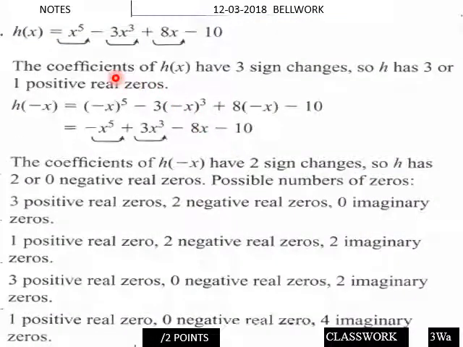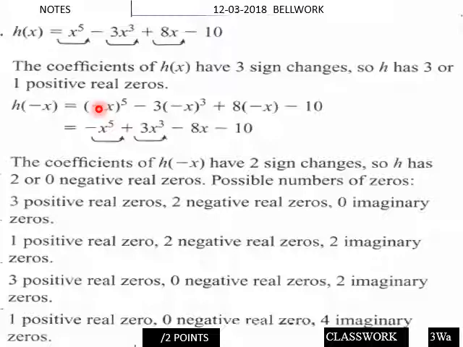For number 1, here is our solution. The coefficients have 3 sign changes, so h has 3 or 1 positive real zeros here. Sign change, sign change, sign change. So it would have 3 or 1 positive real zeros.